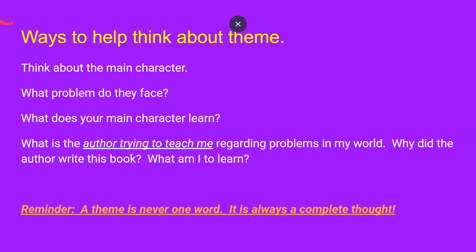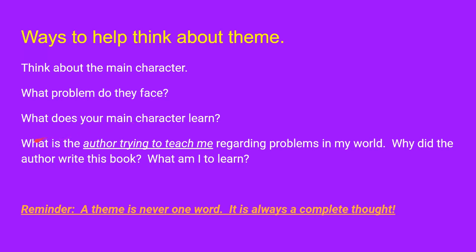So, as a reader, when we are thinking about theme, how do we actually do it? Well, you focus in right here. You focus in on the main character. And as you're reading, you need to really think about what is a problem that he or she faced? How did that problem get resolved? And what did your main character learn from that? If you can answer these questions, you are on the right track to identifying the theme.